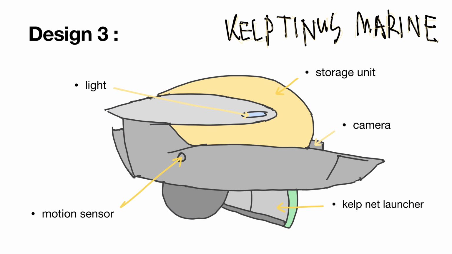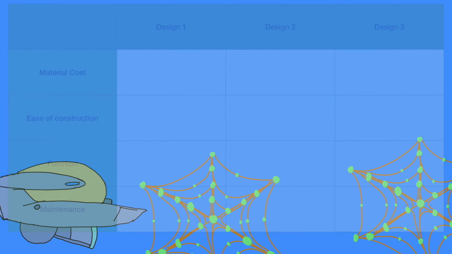Alright, so our third and last design is the kelp tinner's marine. It has lights, storage unit, a camera, motion sensor, and a kelp net launcher. Here you can see it moving around. And then, it goes around and shoots nets that contain spores, similar to our second design. And it could also go two or more times. For this design, it's the same concept as a submarine. It is more efficient than the second design and can help the ocean farmers.